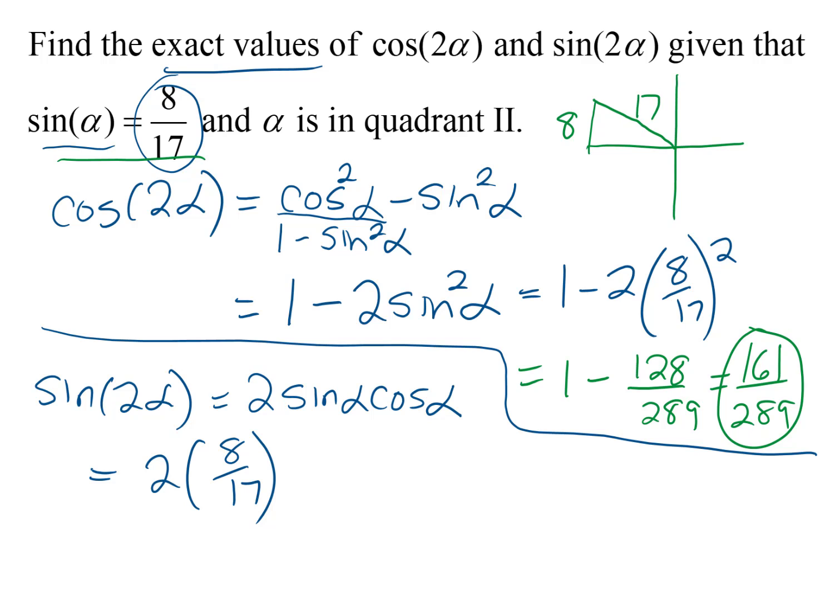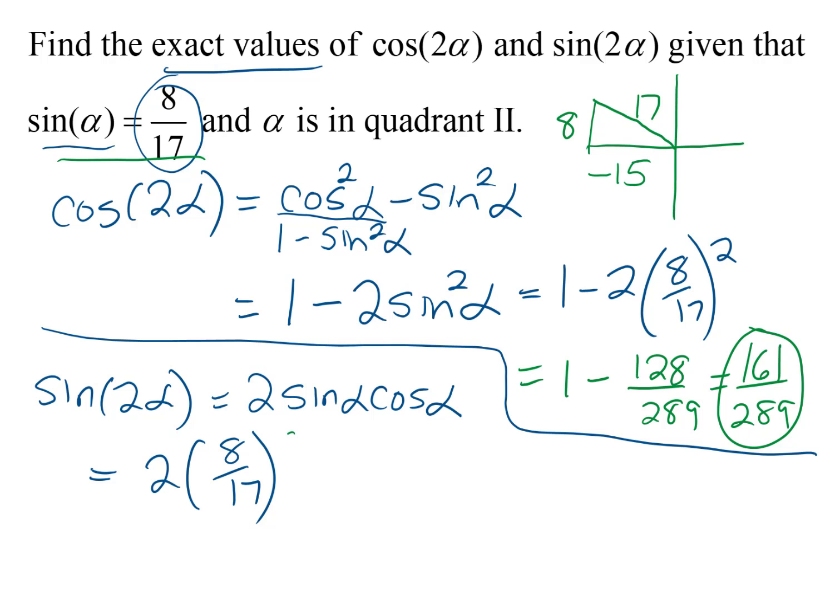So there it is. Now I can use the Pythagorean theorem and find that missing side, and then I can do the cosine by doing adjacent over hypotenuse. So if I do 17 squared and subtract 64 from that and square root it, it looks like I get 15. But since I'm in quadrant 2 where x values are negative, I'm going to put a negative on that.